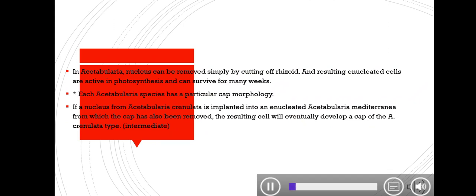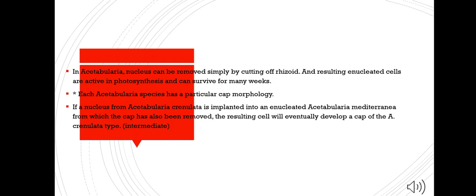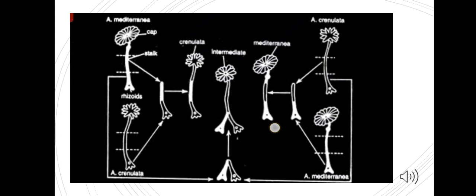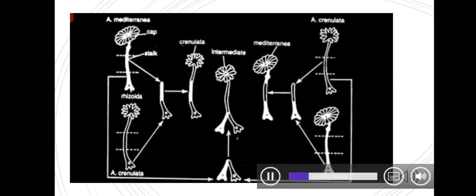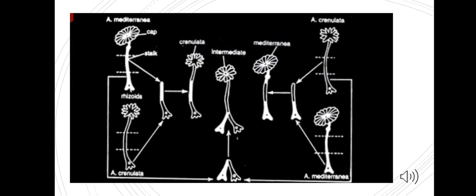In Acetabularia, the nucleus can be removed simply by cutting off the rhizoid, and the resulting enucleated cells are active in photosynthesis and can survive for many weeks. Each Acetabularia species has a particular cap morphology. If a nucleus from Acetabularia crenulata is implanted into an enucleated Acetabularia mediterranea from which the cap has also been removed, the resulting cell will eventually develop a cap of an intermediate type. Here you can see the picture of Acetabularia.